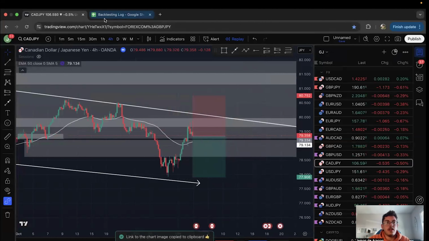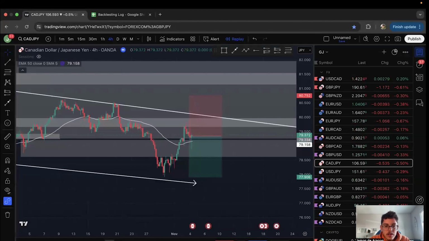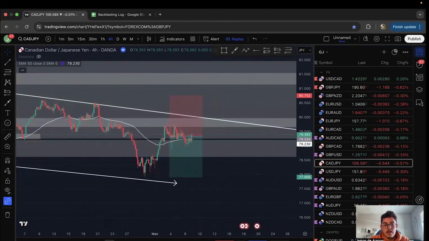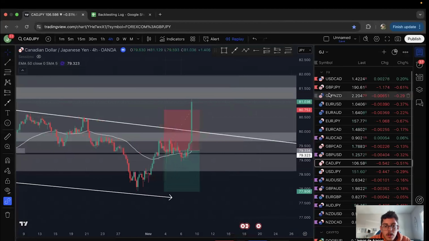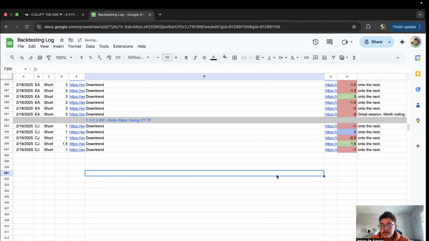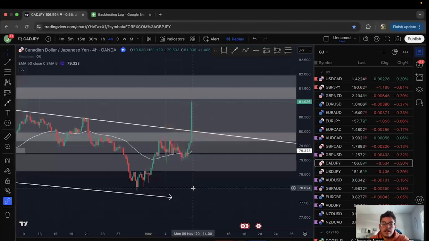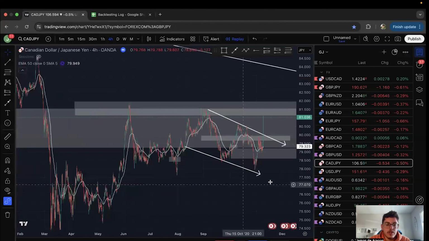So copy link. Holy shit. Well, there goes that trade. Didn't work at all. I was wrong. So minus 1%. Ended the session in a loss, which is not good.